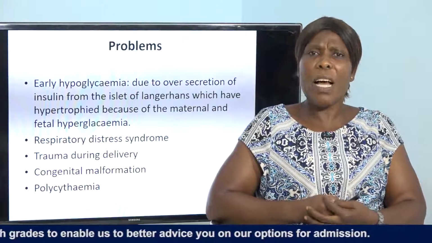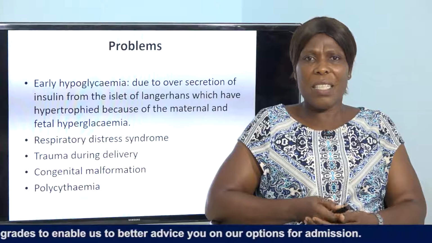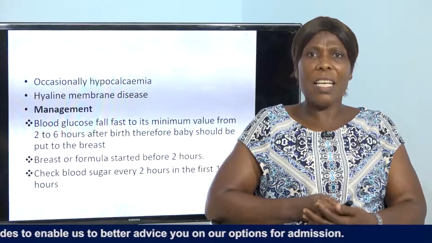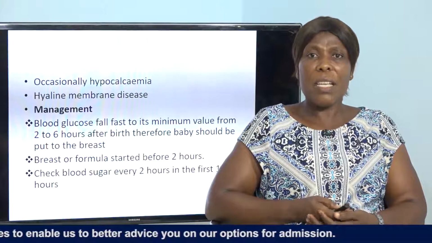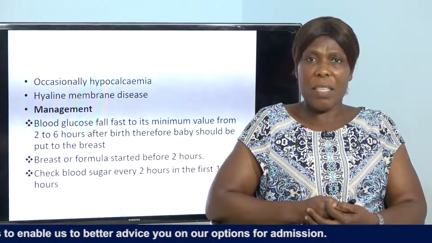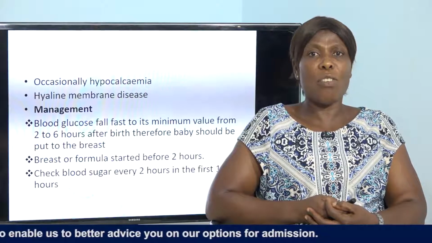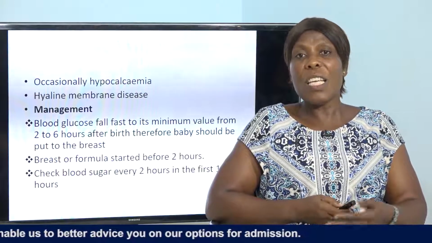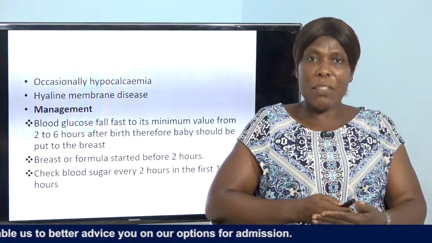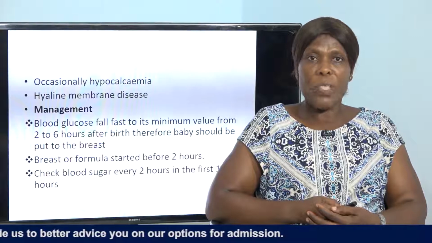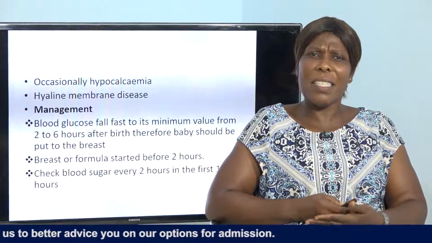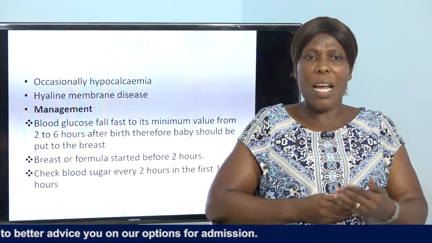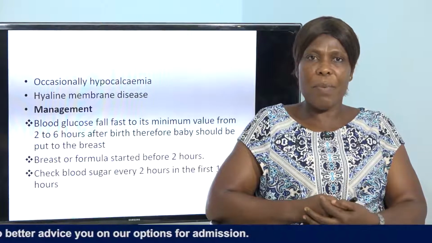They also have congenital malformation. Polycythemia, that is excessive red blood cells, is also present in large for date babies. And then occasionally they have hypocalcemia, that is less calcium in the blood. And then the hyaline membrane disease. So these are the problems that large for date babies come with. So the moment they are being born, we need to assess these babies and see that all these conditions that we are talking of are not present in the baby.